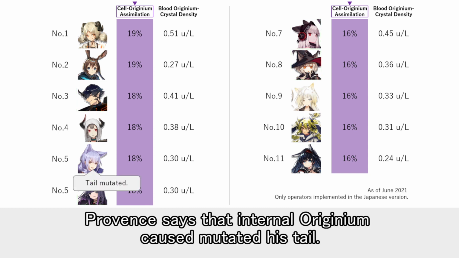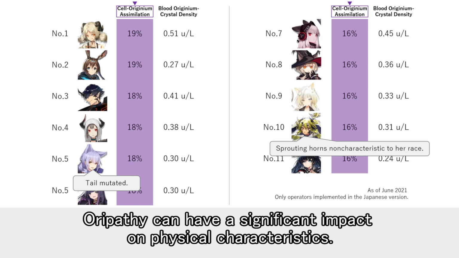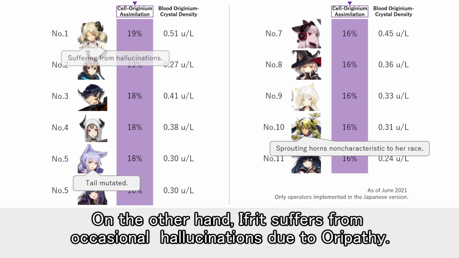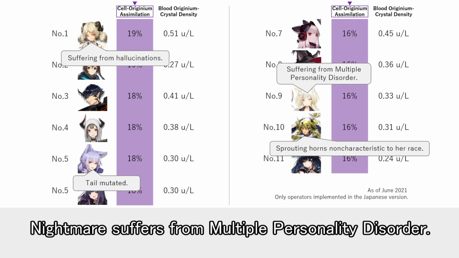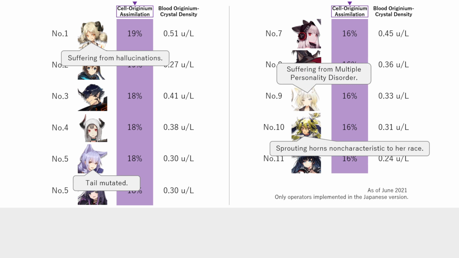Provence says that internal Originium caused her tail to mutate. Estelle has sprouting horns non-characteristic to her race. Oripathy can have a significant impact on physical characteristics. On the other hand, Ifrit suffers from occasional hallucinations due to Oripathy. Nightmare suffers from multiple personality disorder. Oripathy can also cause mental illness.